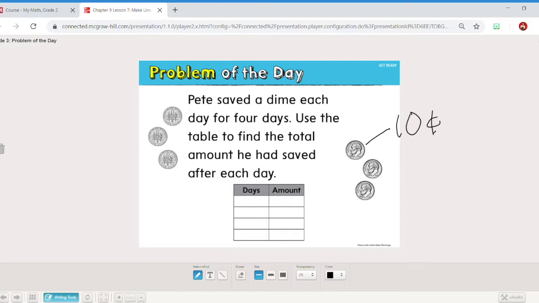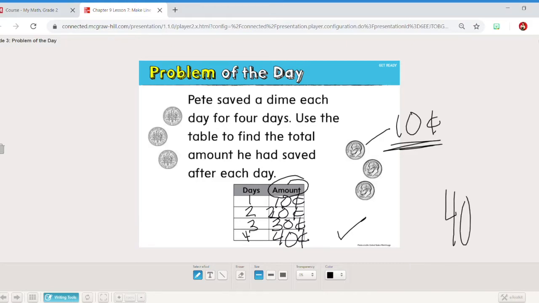1, 2, 3, 4. Well, if a dime is worth 10 cents each and we want to know the amount he saved, we're not just going to put 1 dime, 2 dime. We're going to put the value of the dime. So he had 10 cents. Then he had another dime, 20 cents. Another dime, 30 cents. And one last dime, 40 cents. And that's all you got to do. We were able to find that he collected 40 cents in all.